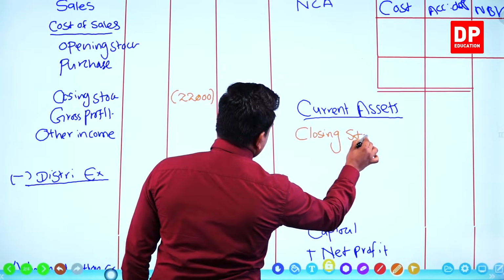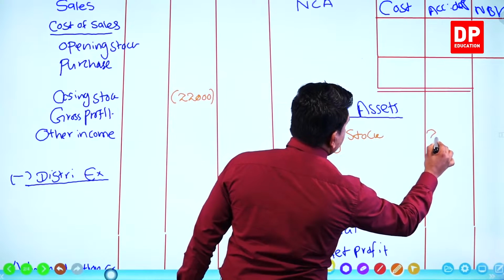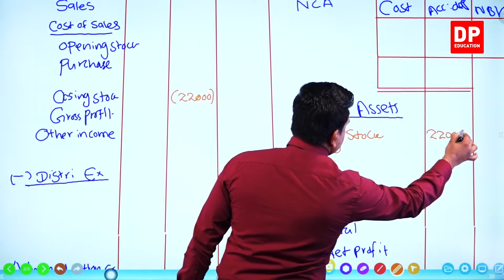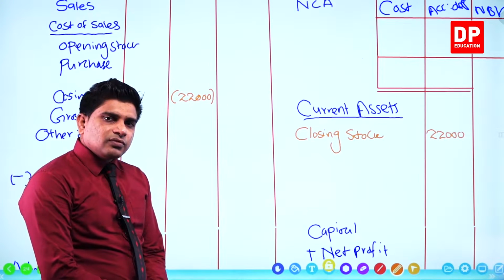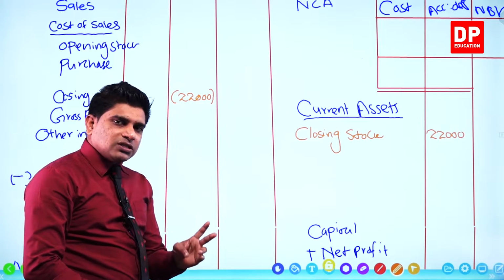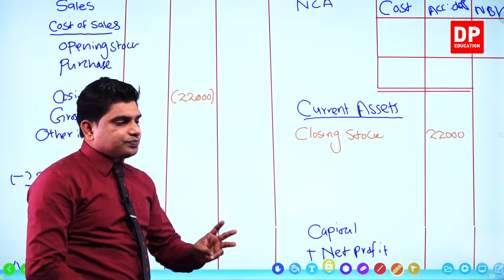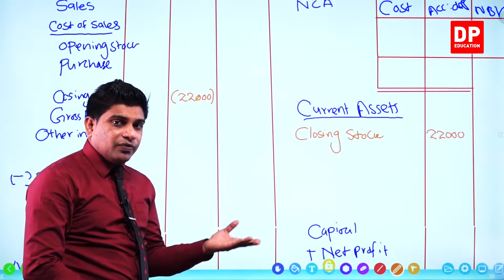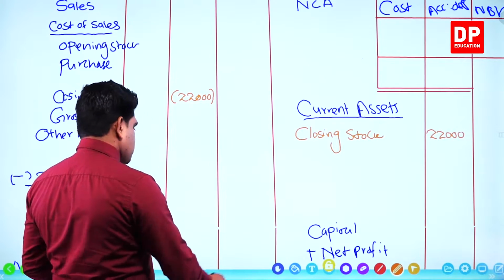Closing stock. How much? Same amount, no? 22,000. Right? You must remember every day closing stock goes to two places: to calculate cost of sales in the profit and loss statement, and the other place is the statement of financial position under the current assets. Now, next one.